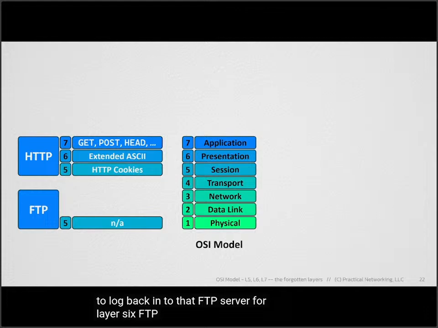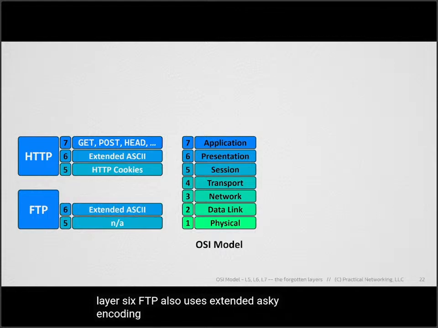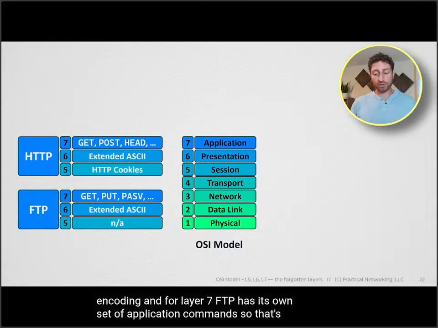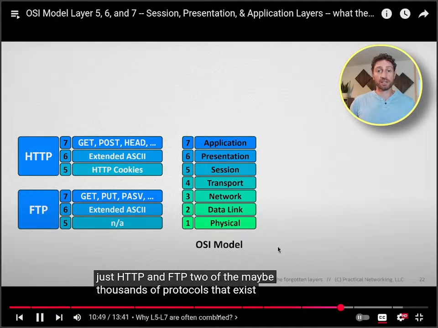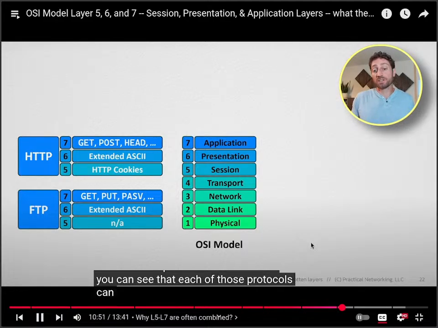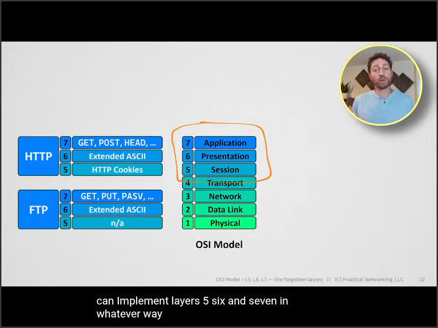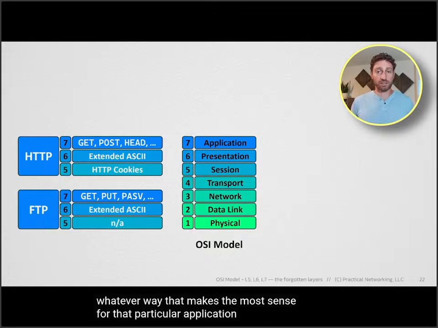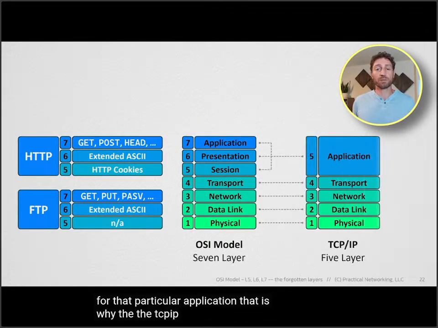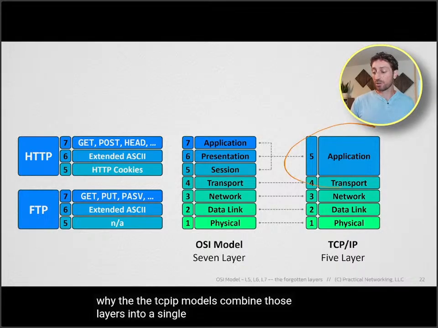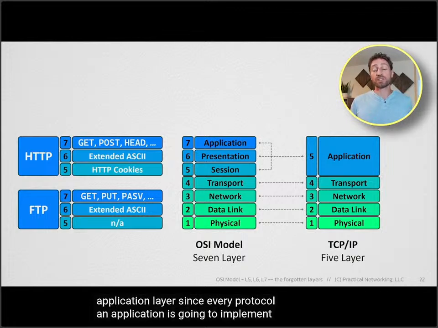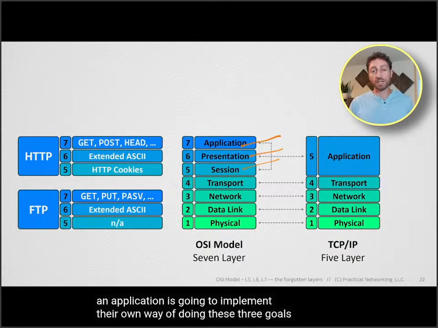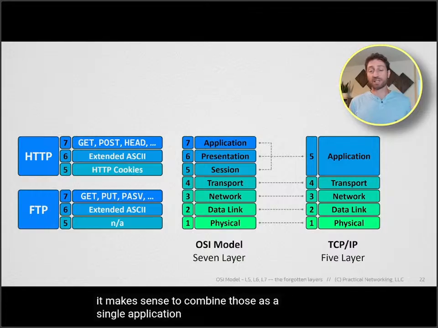For layer 6, FTP also uses extended ASCII encoding, and for layer 7, FTP has its own set of application commands. So that's just HTTP and FTP, two of the maybe thousands of protocols that exist. And you can see that each of those protocols can implement layers 5, 6, and 7 in whatever way makes the most sense for that particular application. That is why the TCP/IP models combine those layers into a single aggregate application layer. Since every protocol and application is going to implement their own way of doing these three goals, it makes sense to combine those as a single application layer.